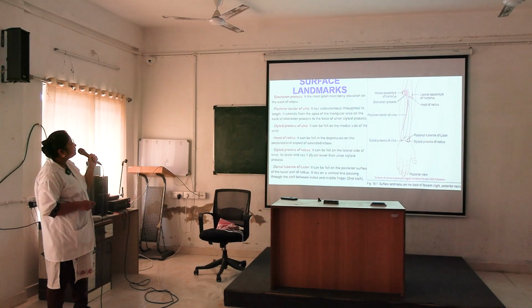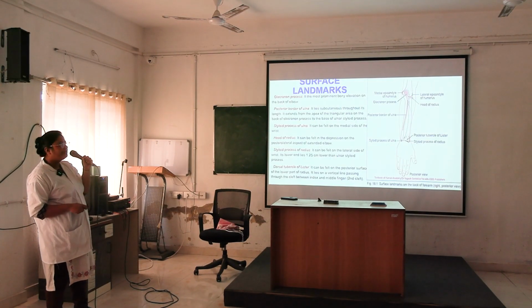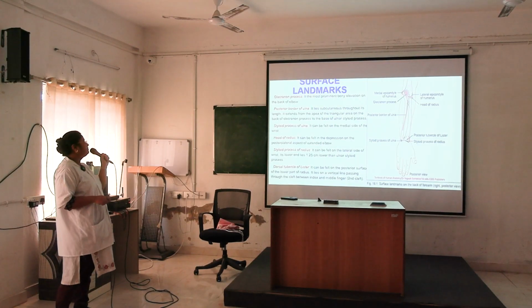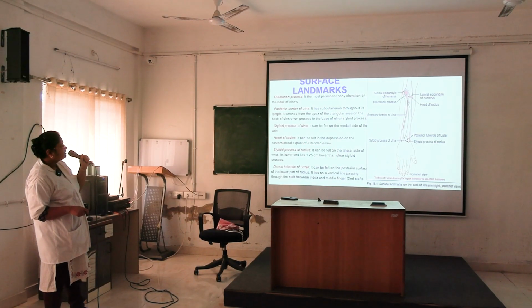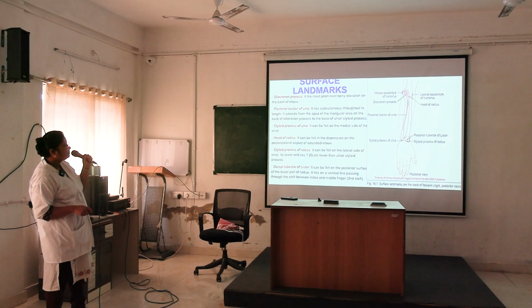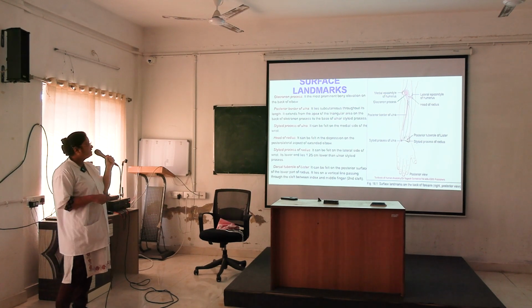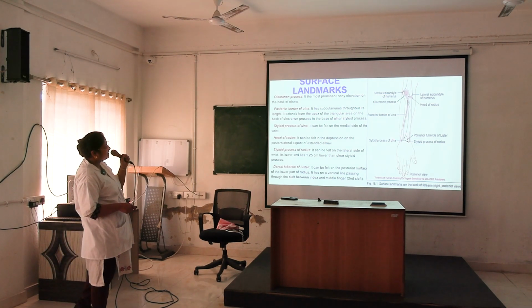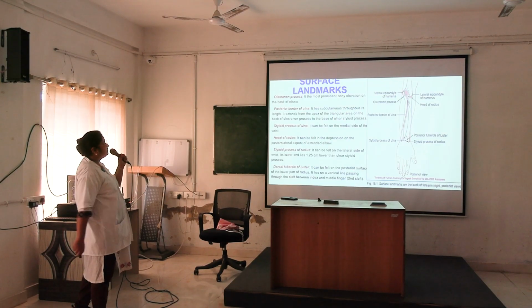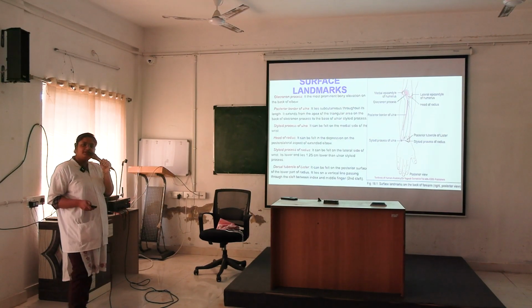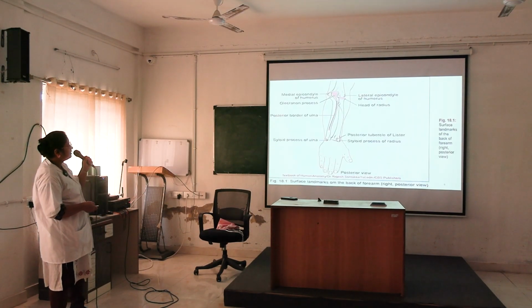Okay, olecranon process, posterior border of ulna, styloid process of ulna, head of radius, styloid process of radius, dorsal tubercle of Lister. This is the dorsal tubercle of Lister. These are the ulnar styloid process, radial styloid process, posterior border of ulna, olecranon process, head of radius, and the medial and lateral epicondyles of the humerus.